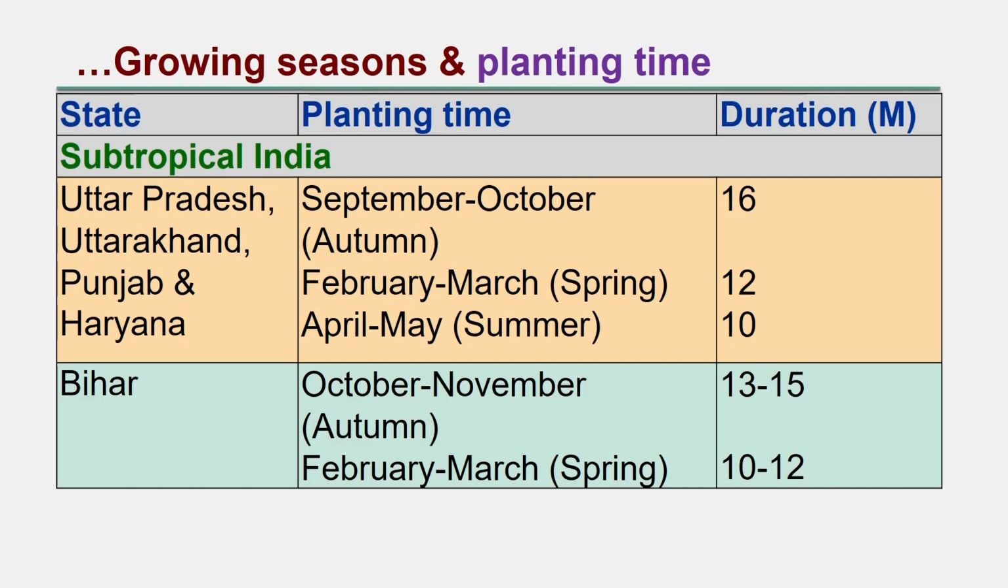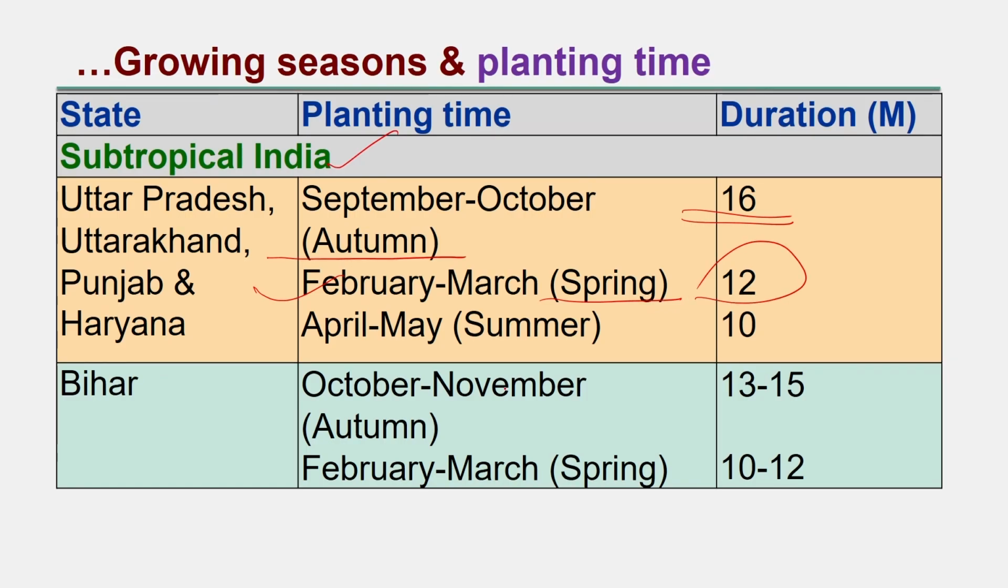Now we can see planting time and the duration of the crop in different states. So, first check the details about subtropical India. It includes Uttar Pradesh, Uttarakhand, Punjab and Haryana. The ideal planting time for autumn crop is September to October, and its duration is 16 months, longer duration for autumn planted cane. Then second planting is done from February to March, and this is called spring planted cane, and it takes about 12 months.